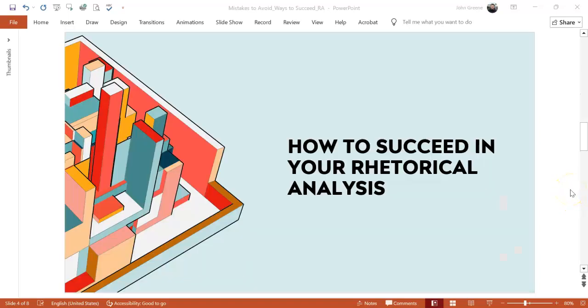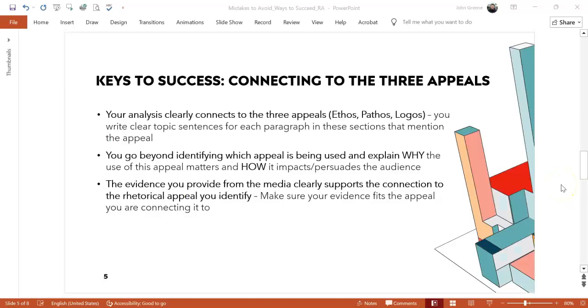Okay, now we will move on to some success tactics for your rhetorical analysis. So first key, you want to clearly connect to the three rhetorical appeals. And in your analysis, you actually need to write the word ethos, pathos, or logos in your topic sentences when you start that section, okay, or those paragraphs in that section. So be very clear, like, when you start that section that you are about to cover the ethos, pathos, or logos, okay? And just put that in your topic sentence, which again is just your first sentence of that paragraph in that section. And so that's one part of this.